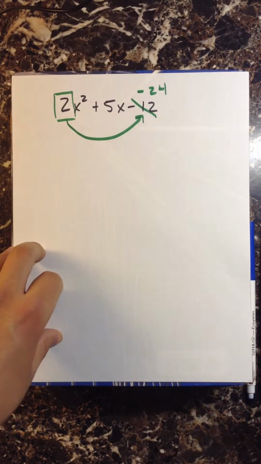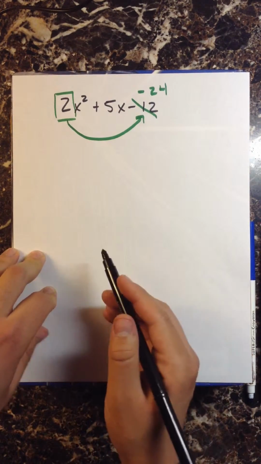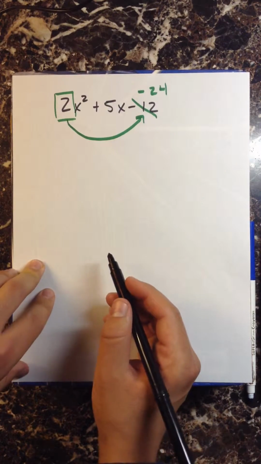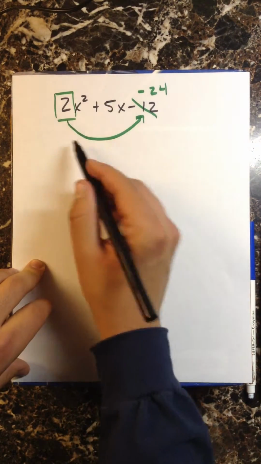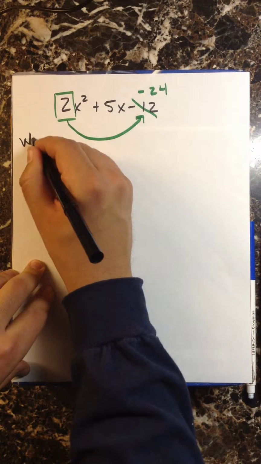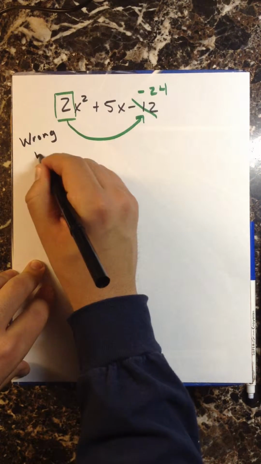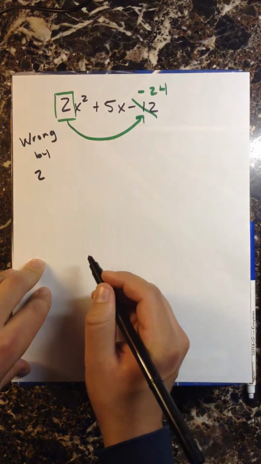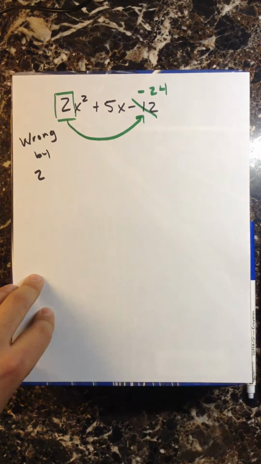Now, right here, right now, before you go any further, stop and make a note, because what we did was just illegal. So whatever our answer is going to be, because we multiplied this by 2 down here, it's going to be wrong by 2. So make a note of that so you don't forget.